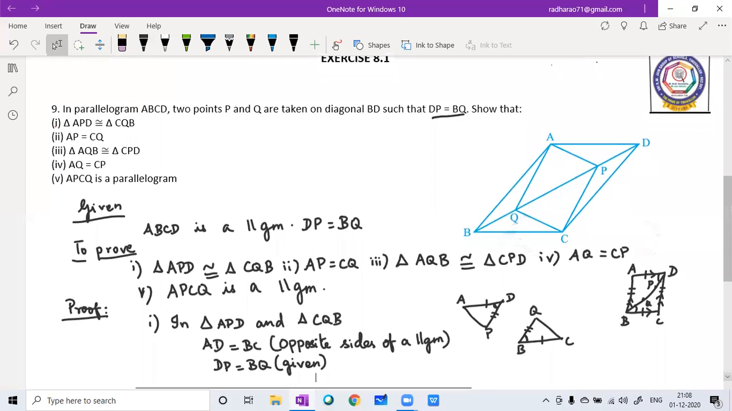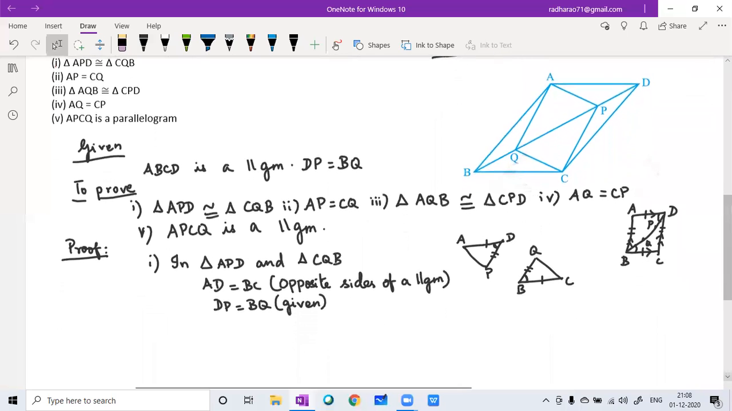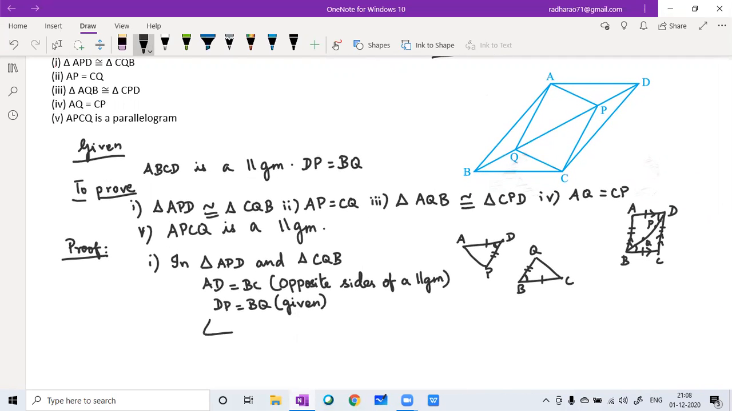Okay, and one more angle we discussed. What is the angle? That is angle ADP is equal to angle QBC. They are nothing but what type of angles? They are alternate interior angles.